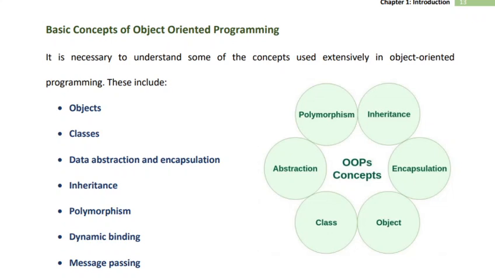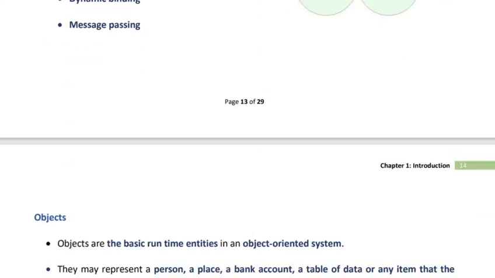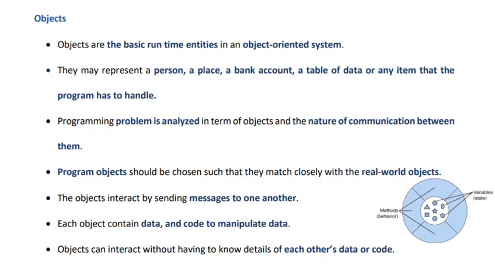So, in today's class, we are going to discuss the basic concepts of object oriented programming. Now, in order to understand the object oriented programming paradigm, one has to have a very good grip on the following object oriented concepts. The concepts are objects, classes, data abstraction, encapsulation, inheritance, polymorphism, dynamic binding, and message passing. Now, let us begin with a very simple concept that is called an object.